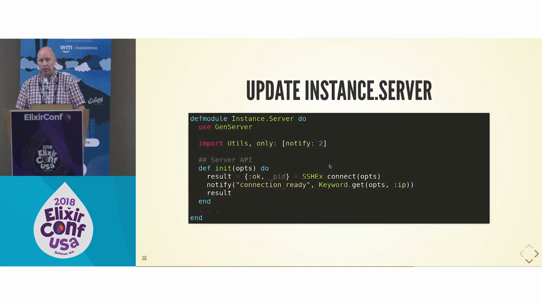So next we need to update our instance server. What we're going to do is import our notify function from our utils module that we just created. We're going to create our SSH connection in our init callback, and right after we do so, we're going to notify that that connection is ready, and our payload is going to be our instance name.